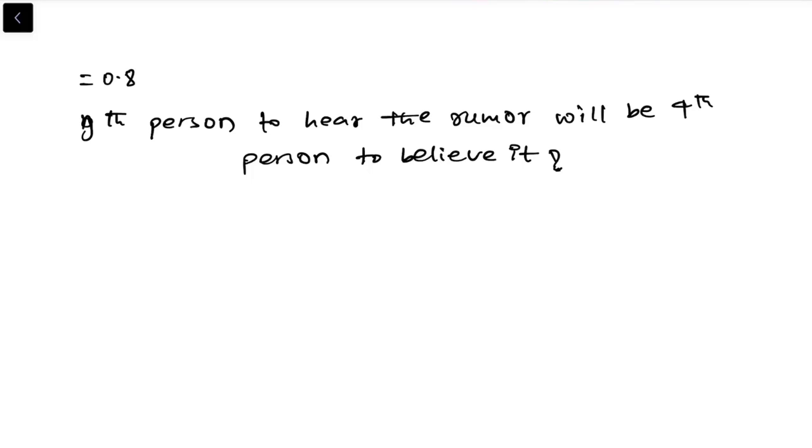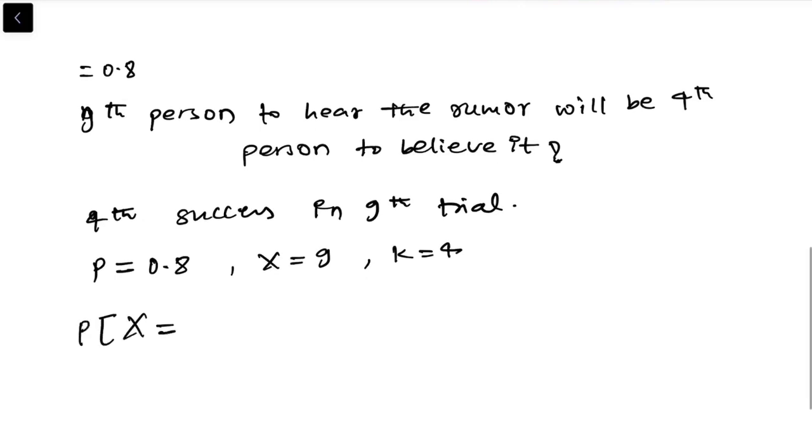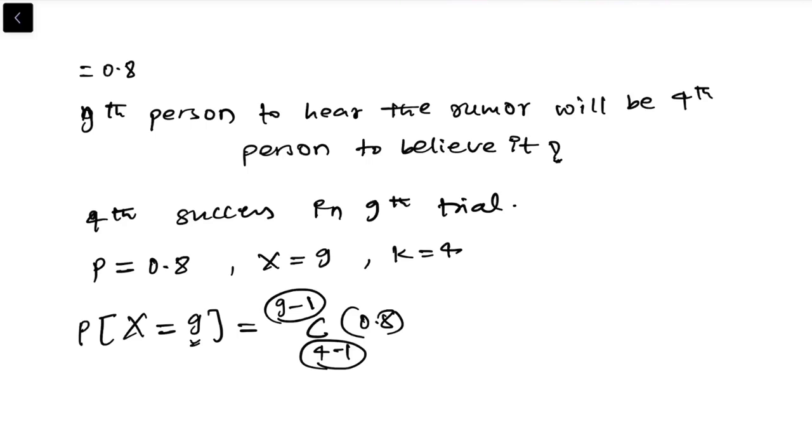So this is the same as saying the probability of getting the fourth success in the ninth trial. So here the probability of success is 0.8, x is 9, and k is 4. All right, so now the probability of getting the fourth success, remember x is the number of trials in negative binomial type 1. So the probability of getting the fourth success in the ninth trial is 9 minus 1 choose 4 minus 1. This is choosing this many successes from this many trials. Times p, which is 0.8 to the power 4 minus 1, 0.2 to the power 9 minus 4, times p, which is 0.8.